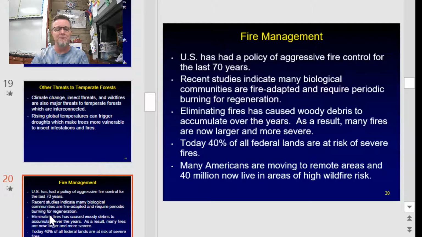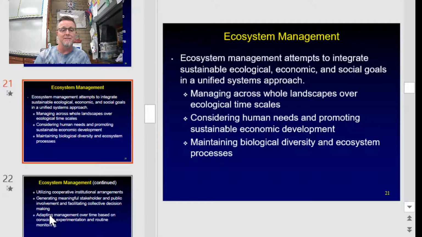Today, about 40% of all federal lands are at risk of severe fires, something that we can relate to in the state of California. Many Americans are moving to remote areas, and 40 million now live in areas where there's a high wildfire risk. So as we suppress wildfires, we're basically building a tinderbox that can go off at any time. And now it's not just forests that are at risk, but people who are at risk as well.